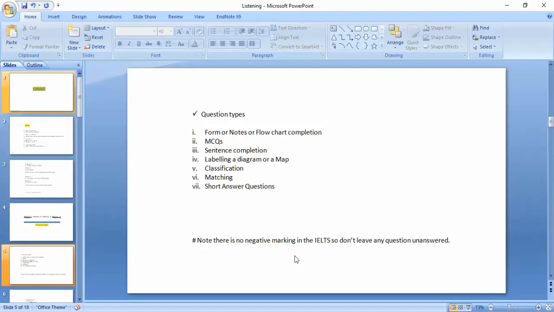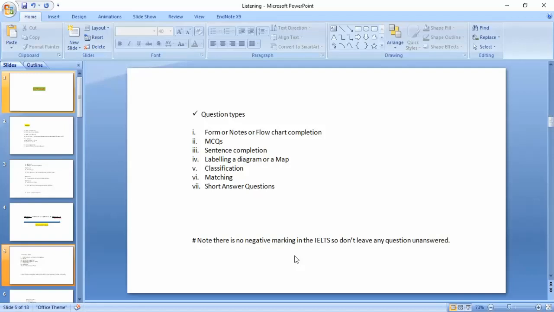And lastly, there will be short answer questions where you have to answer in one word. There will be given some words, so you have to answer these questions in one or a few words.